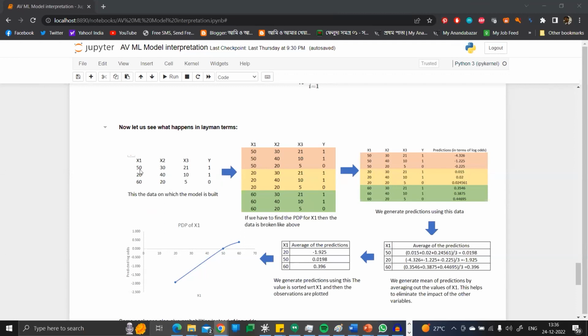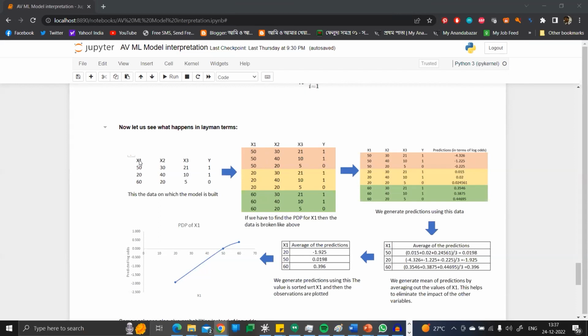Now, what we will do over here is, from this data, we will cross-transform the data into a second one. Here we are interested to find out how the variable X1 is related to the model, how this variable is influencing the model. So we will cross-transform the data into this form. Makes sense?